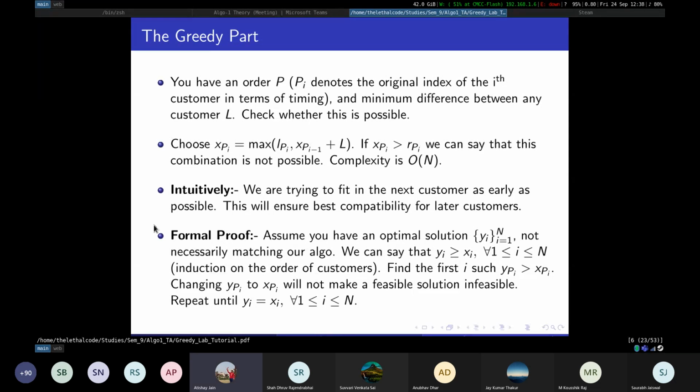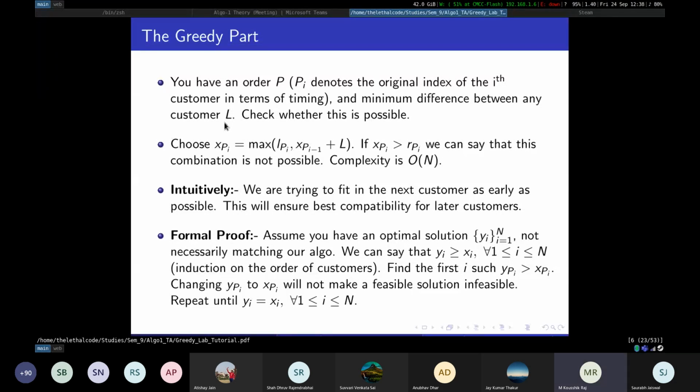Sir, isn't it a brute force method? We are checking all possible orders. Yeah, we are checking all possible orders P, and for now I am not saying how we are getting L, but I'm just saying you are given L. I will be explaining.